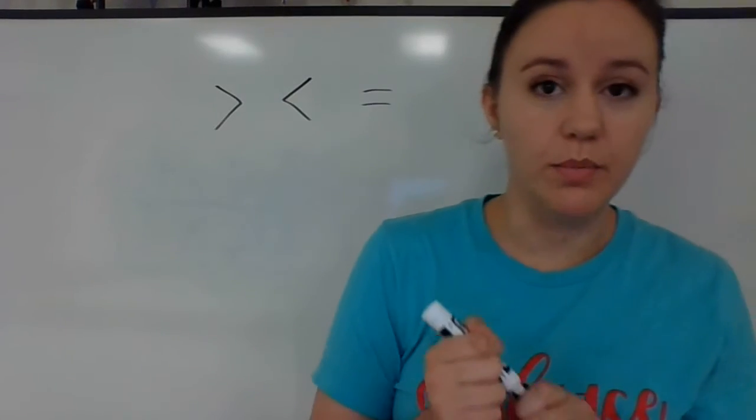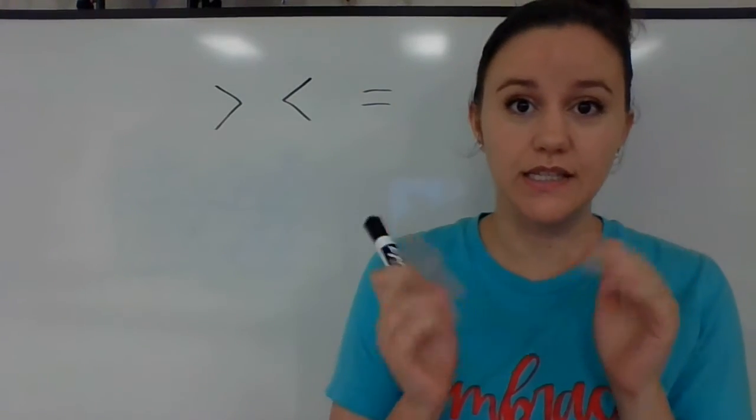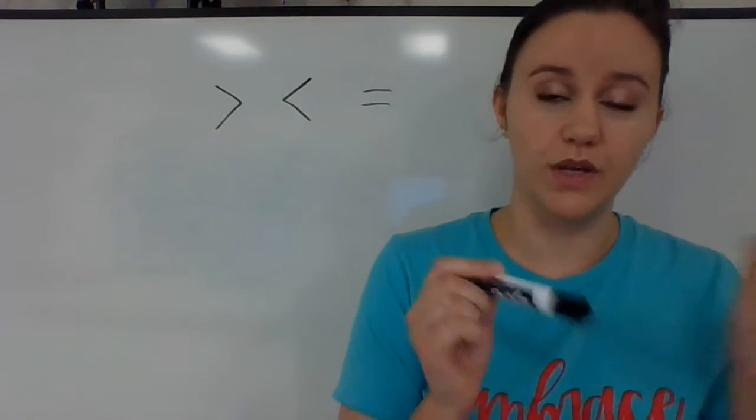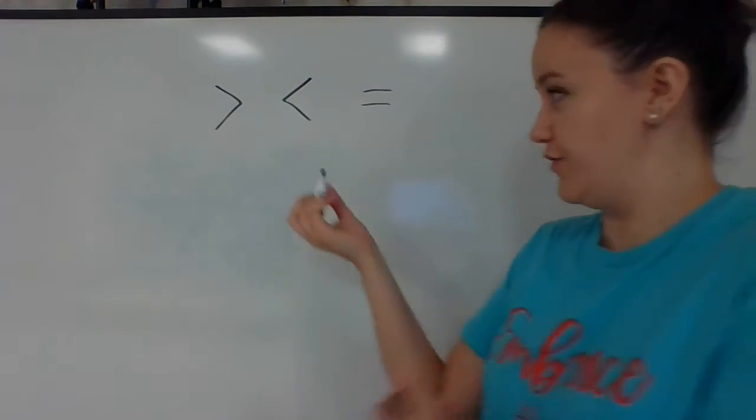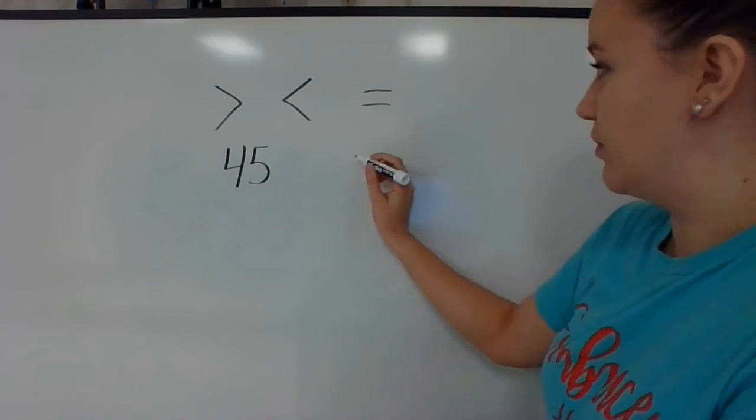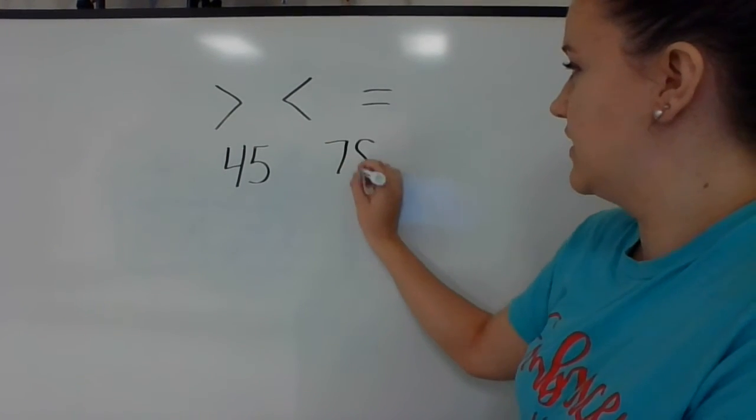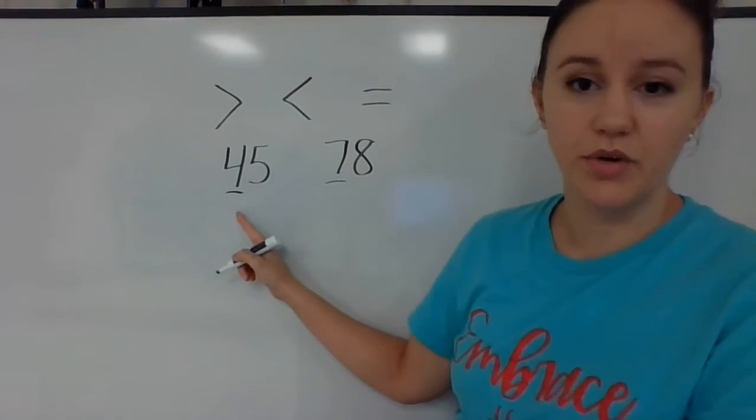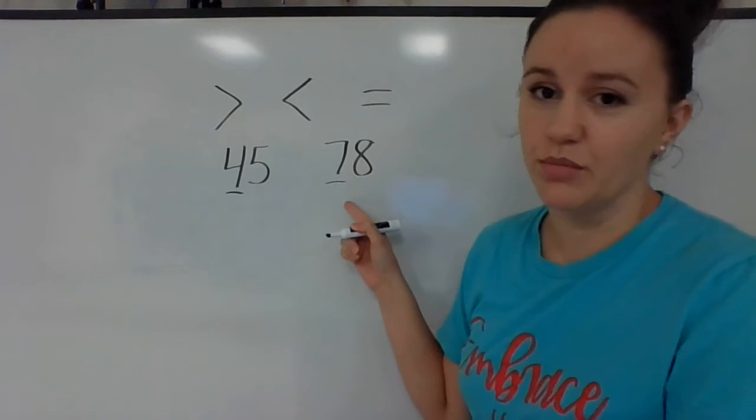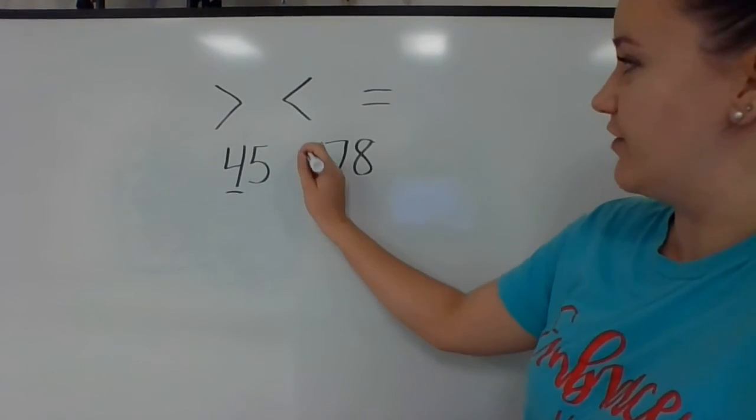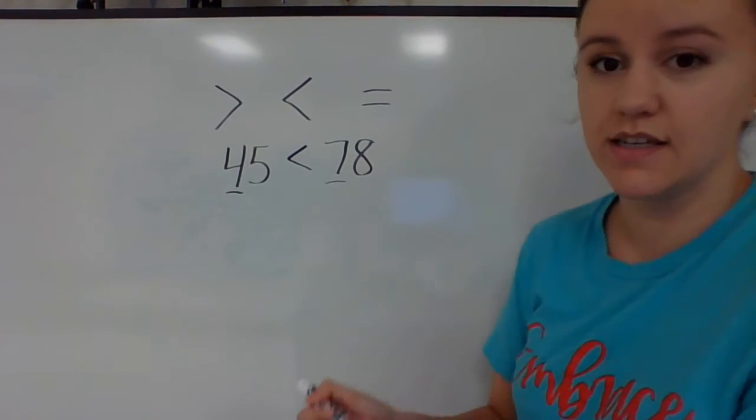And we know that when we're comparing numbers, we look at the tens place first, that's that first digit in a two-digit number, and then we look at the ones place if we need to. So for example, if I'm comparing the numbers 45 and 78, I look at the tens first. So this number has 4 tens and this number has 7 tens. And 4 is less than 7, so 45 is less than 78.